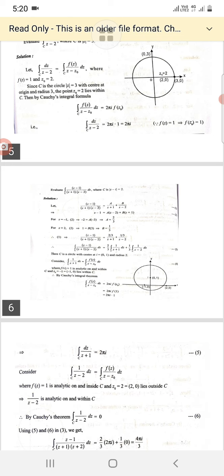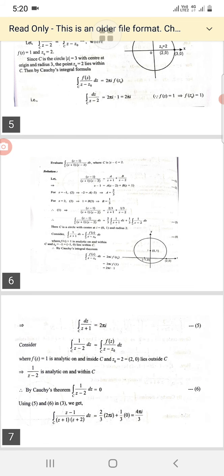Then by using Cauchy's integral formula, we can say that the integral over C of f of z divided by z minus z naught, dz, is equal to 2 pi i into f of z naught. f of z naught value is equal to 1. So 2 pi i into 1 is equal to 2 pi i, which is the answer.